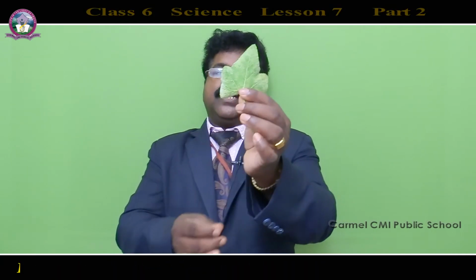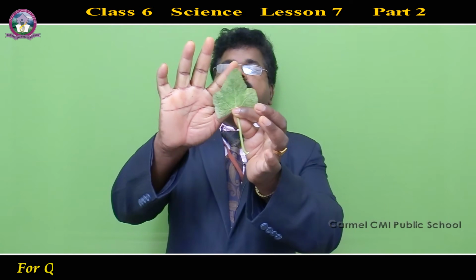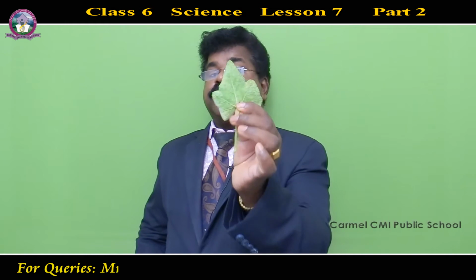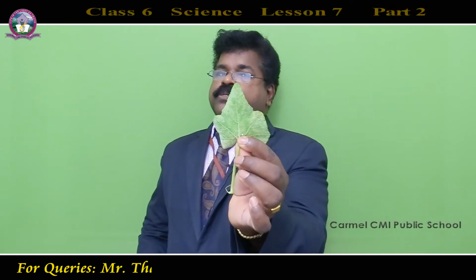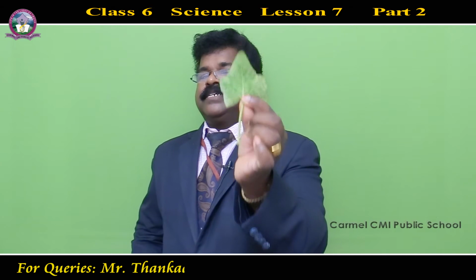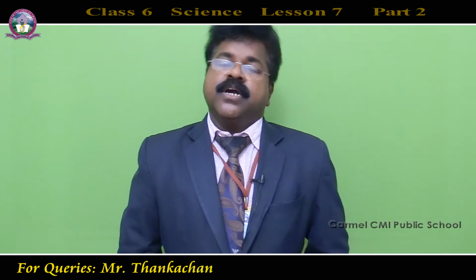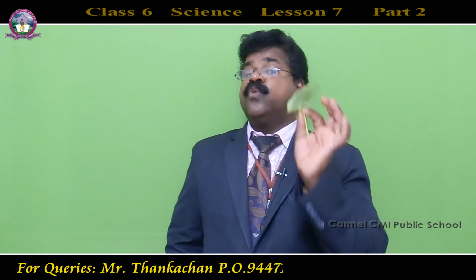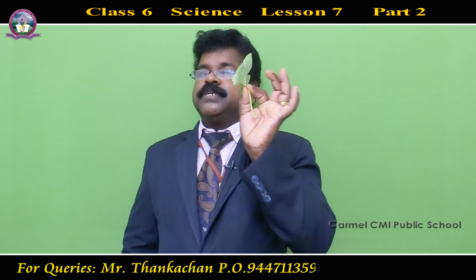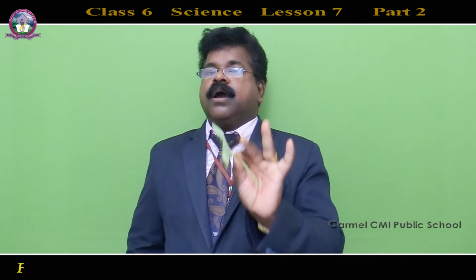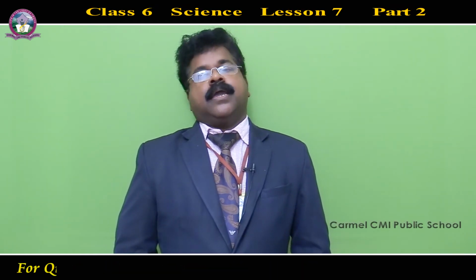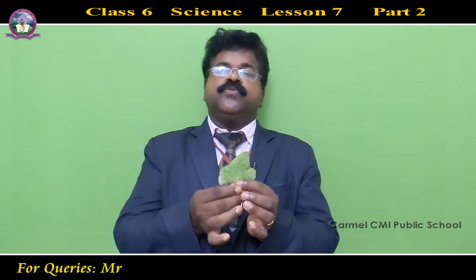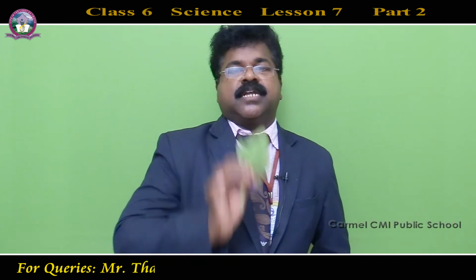And in this plant you can observe the veins are in the form of a network-like pattern. If the veins are arranged in a network-like pattern, such a venation is known as reticulate venation. And if any plant has a leaf with reticulate venation, and you observe its root, you can observe it will have a taproot system. The plants which have a taproot system will have reticulate venation in their leaves.